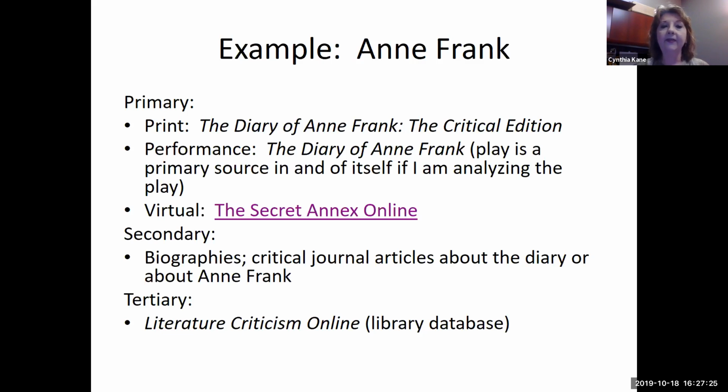So the Diary of Anne Frank, the critical edition, is actually considered to be a primary source of information because it's the actual documents that Anne Frank wrote. Really interesting reading.